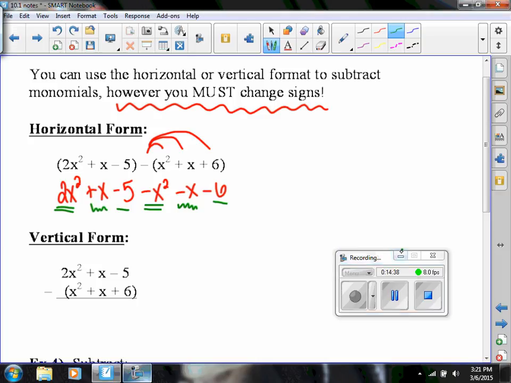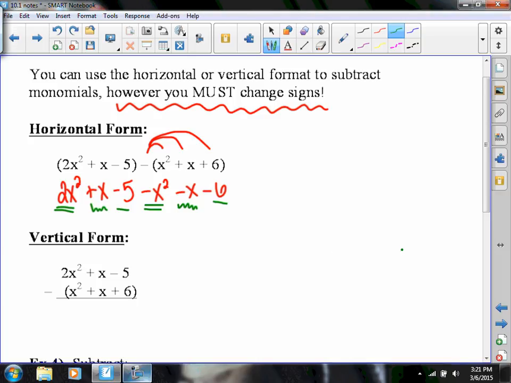Okay, so now that I have all my like terms identified, then I can group them. So I have the 2x squared minus the 1x squared. That's just going to be an x squared. My x and my minus x or negative x will be 0x. And then the -5 minus the 6, that'll be -11. Now you don't have to write it with the 0x in there. If you wanted to write x squared minus 11, that's okay too.